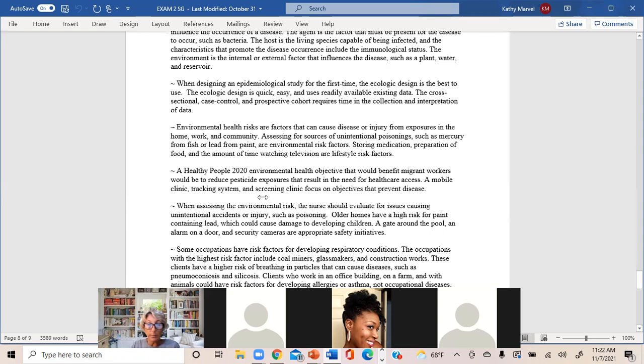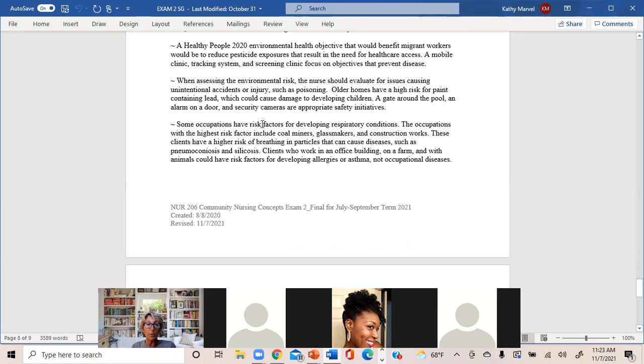Healthy People 2020. Okay. Healthy People 2020 has environmental health objectives that would benefit migrant workers. What would those be? Reduce pesticide exposure that results in the need for healthcare. Right? A mobile clinic tracking system, a screening clinic focused on objectives that prevent disease. So if you're asked about what are some environmental health objectives with Healthy People, go into chapter 6 and go to the Healthy People 2020 box. This is a summary of that box.